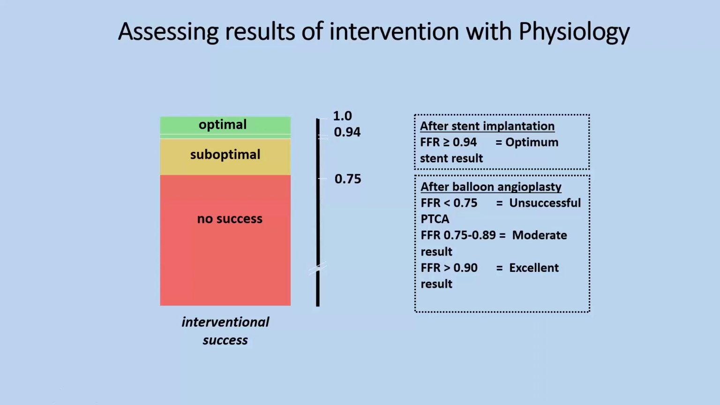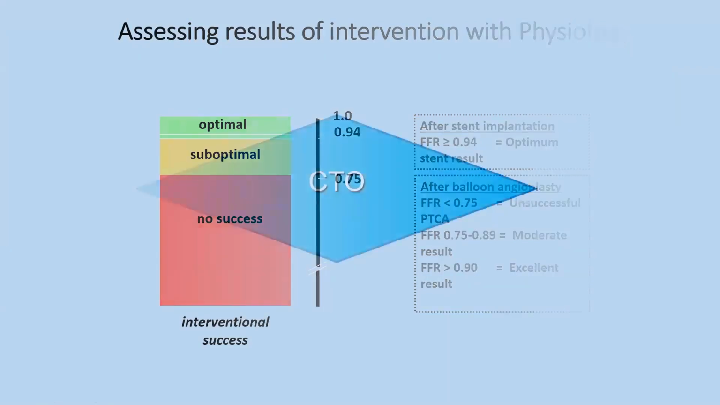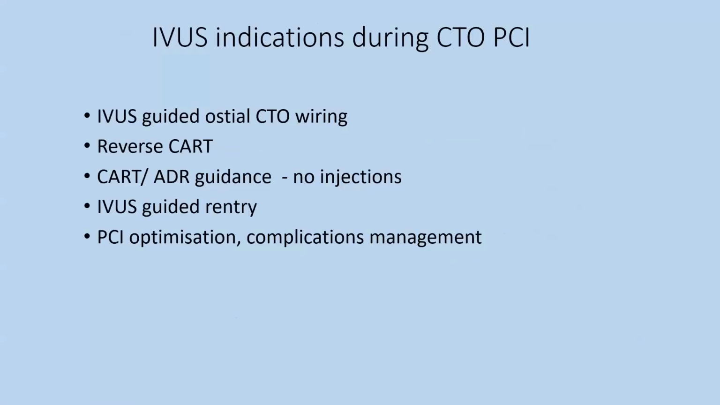So post-PCI FFR is again an important modality, which can help us to know that the long-term results will be good. And it's optimal to achieve at least a post-PCI FFR of above 0.94. Based on that, one can decide to do adequate post-dilatation and even imaging to make sure we achieve a good optimization post-PCI.